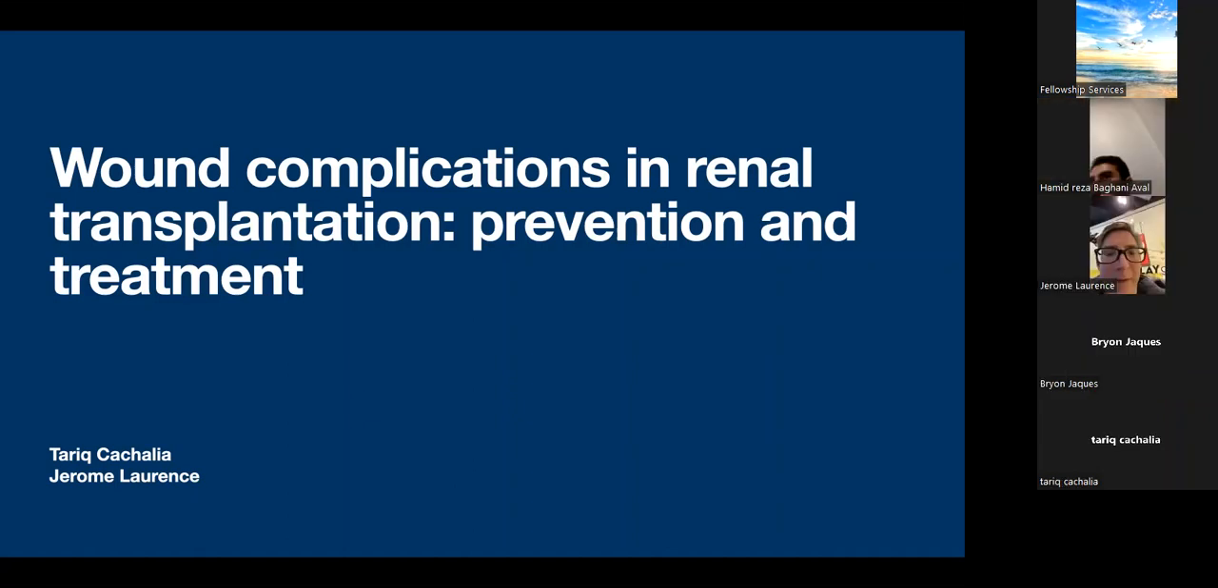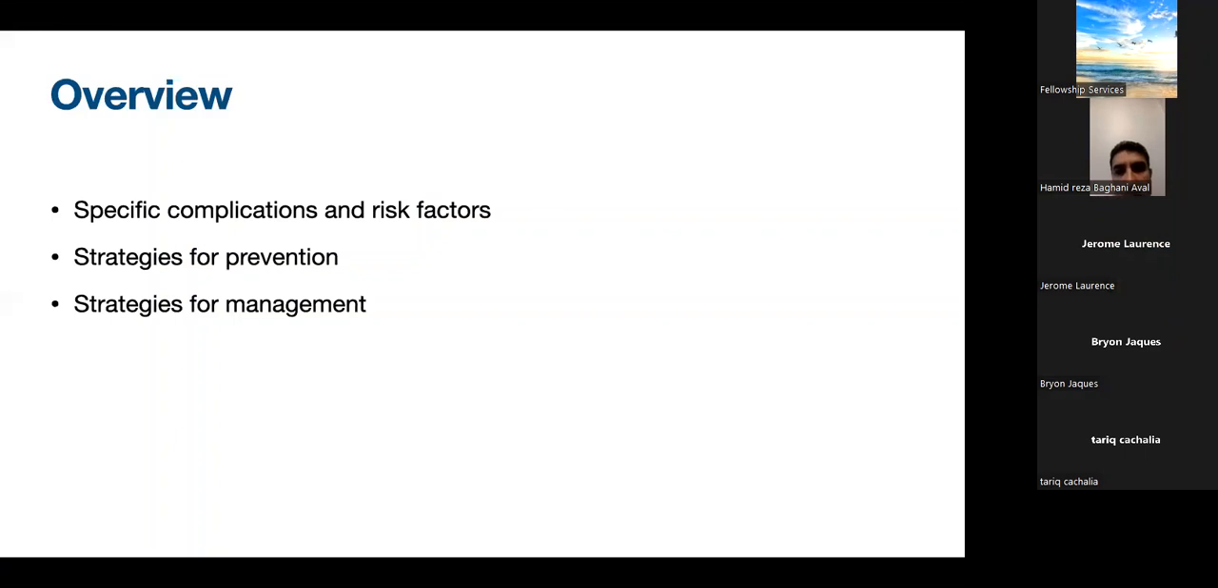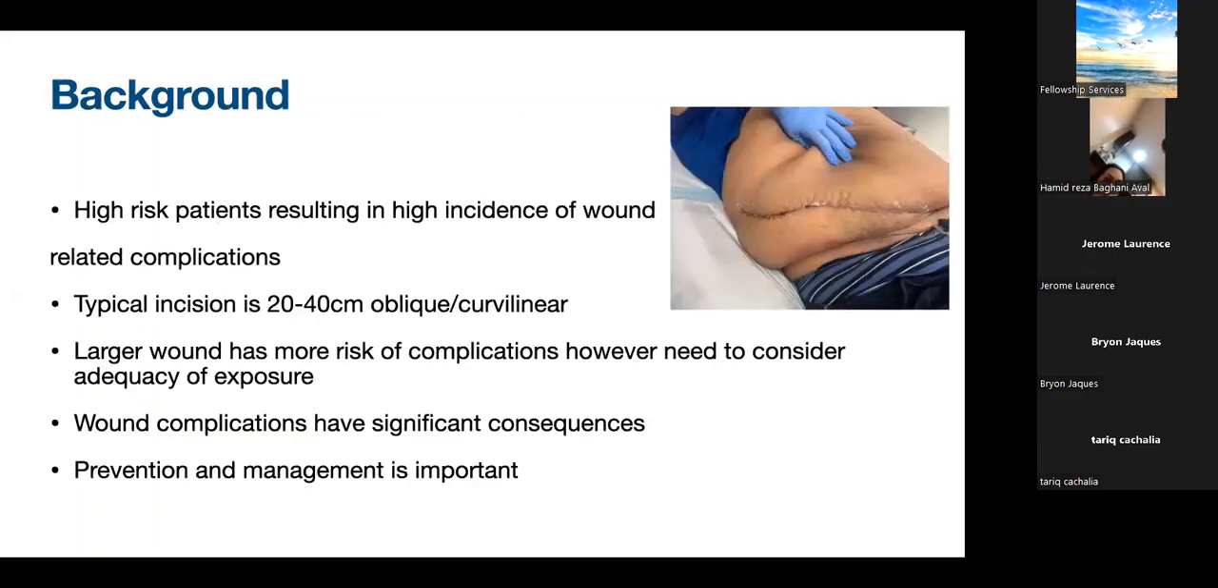Sure. Thanks. All right. So, just an overview. We can talk about some of the complications, which I'm sure everyone knows about, and the risk factors, and then some strategies for prevention and management. Overall, these are high-risk patients resulting in a high incidence of wound-related complications. Typically, you have a patient that looks like the one on the right-hand side with a big oblique incision of 20 to 40 centimeters, with larger wounds more at risk of complication.